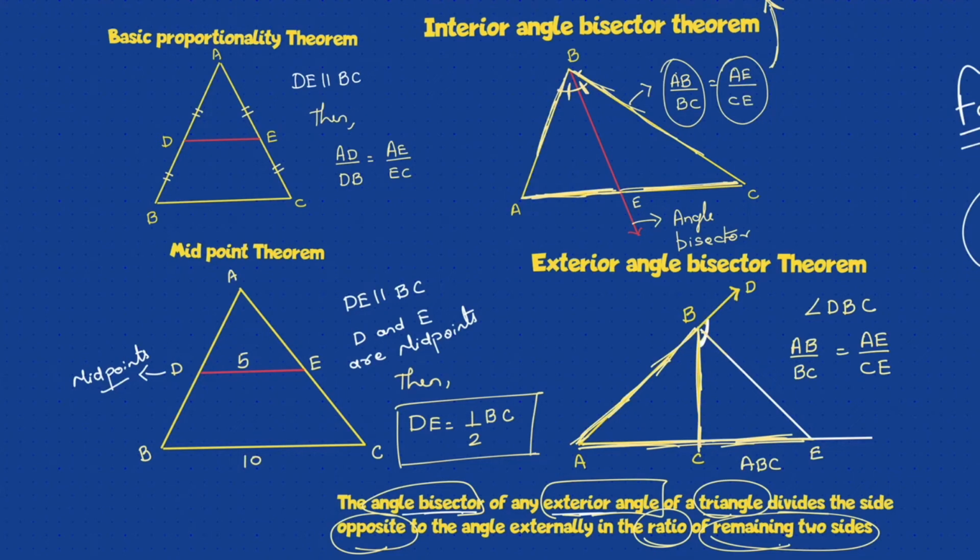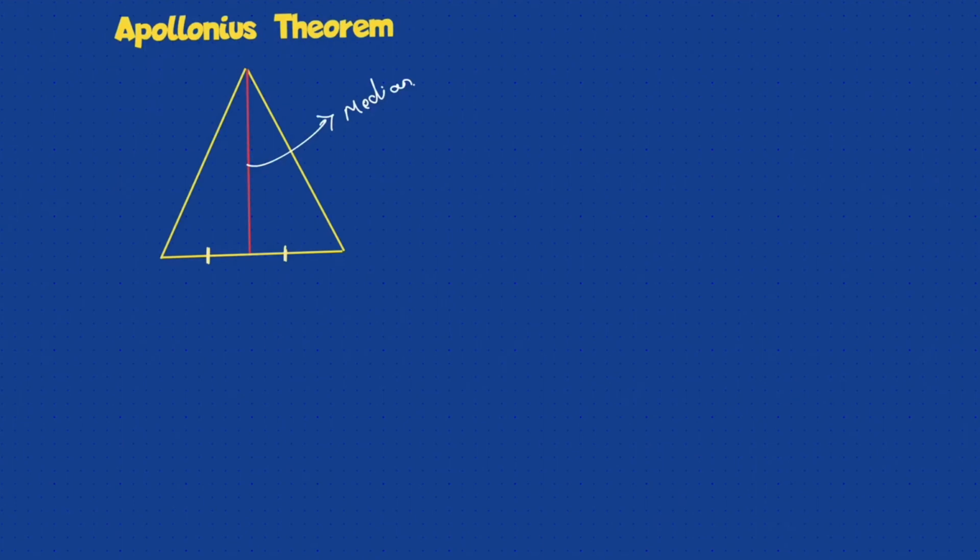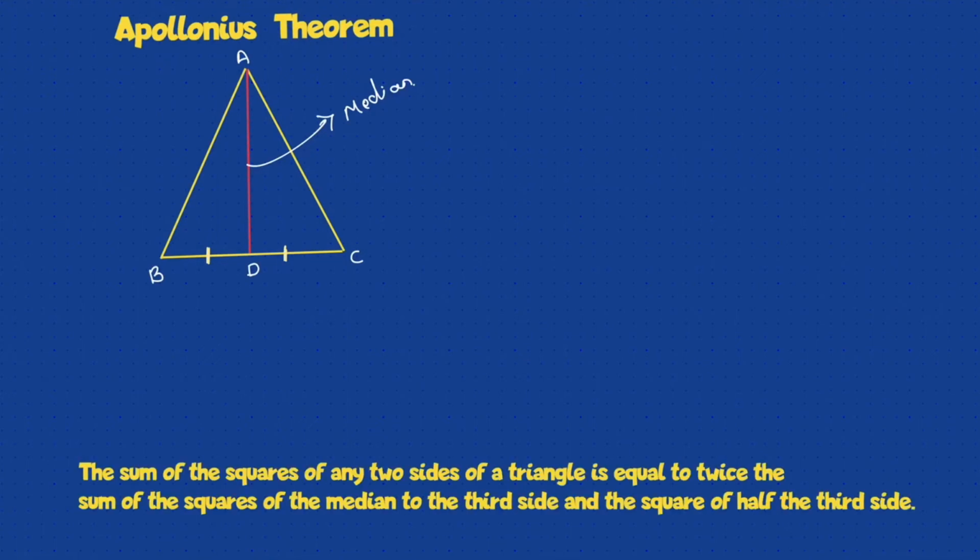Similar to your interior angle bisector, the side opposite to the angle is being divided. And the last one we'll see is the Apollonius principle, also called the Apollonius theorem. When will you remember this? When there is a median. Okay, what is a median? A median divides the opposite side into two equal parts. It bisects the opposite side, right? So if there is a median in triangle ABC, then what can we say?